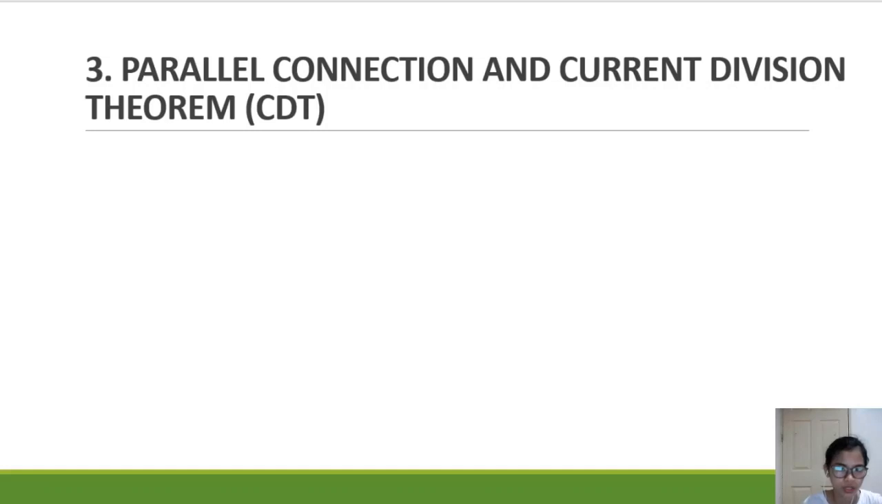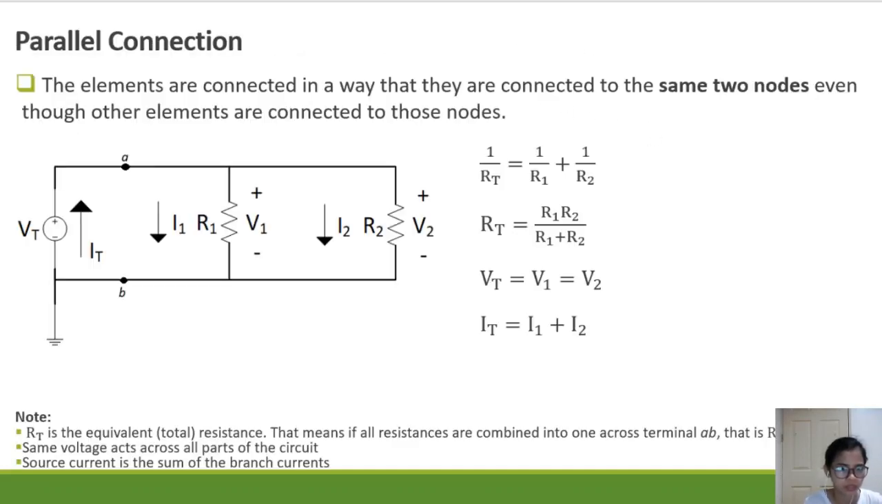Parallel connection and current division theorem. A while ago, we discussed series connection and voltage division. This is like the opposite of that topic. In a parallel connection, the elements are connected in a way that they are connected to the same two nodes, even though other elements are connected to those nodes. I have experienced that students really assume, okay, these two resistors are in parallel, although they are not. And these two resistors are in series, although they are not.